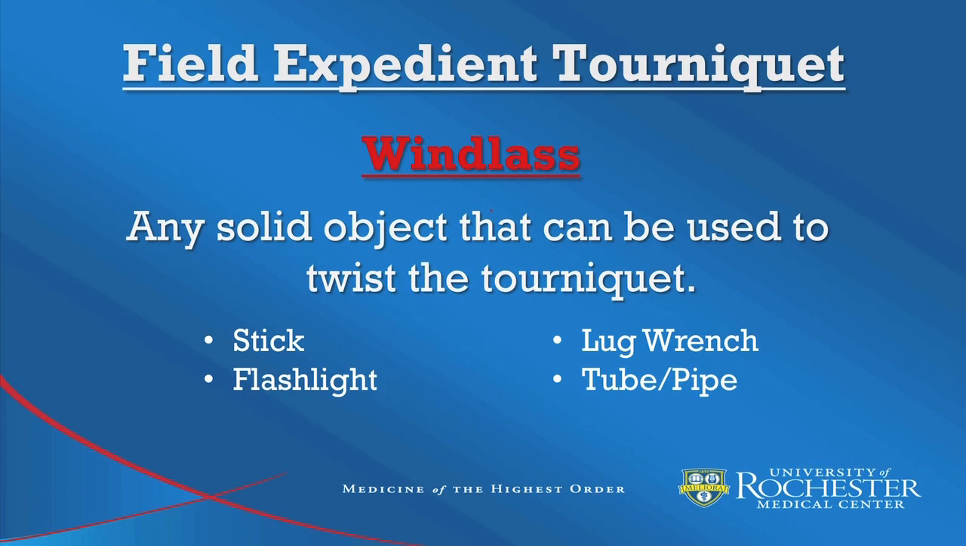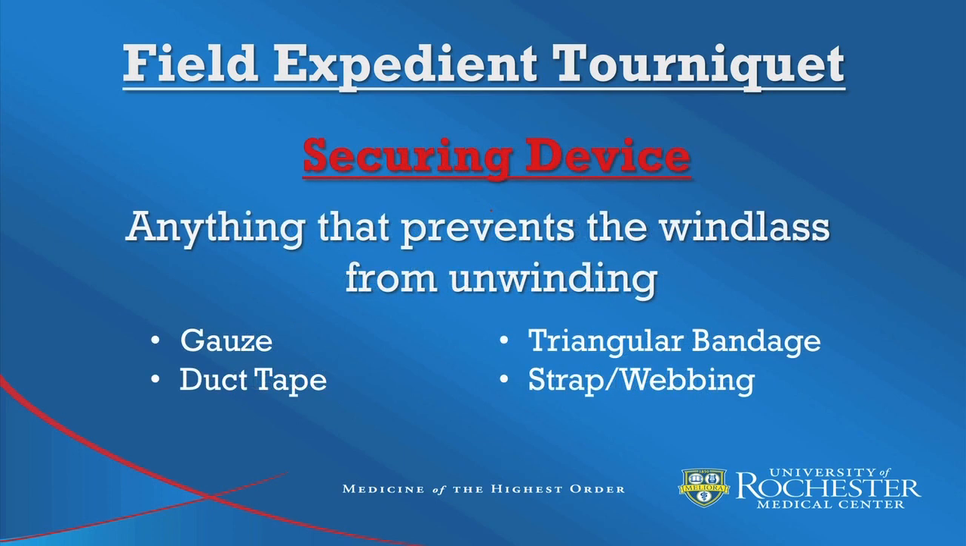A windlass is a solid object that can be used to twist and tighten the tourniquet. Examples of what might be used as a windlass include a stick or piece of wood, a flashlight, lug wrench, tubing, or pipe. A securing device will be anything that will prevent the windlass from unwinding. Examples of this include gauze, duct tape, triangular bandage, straps, or webbing.